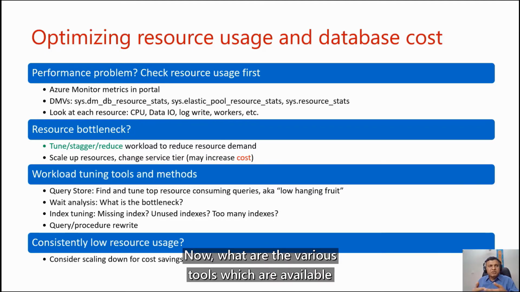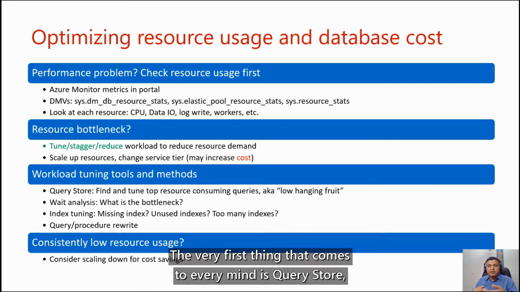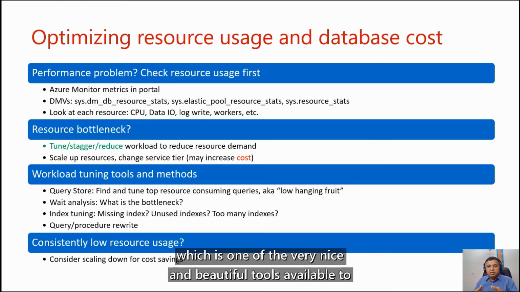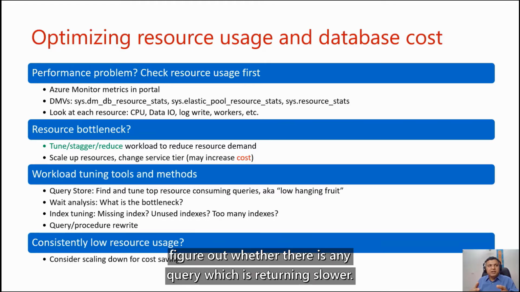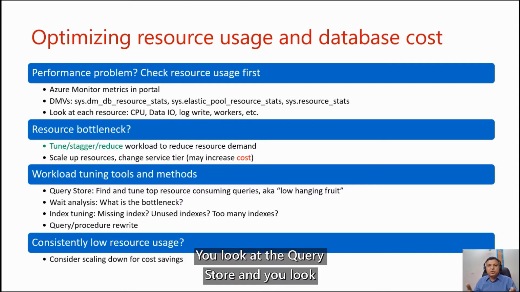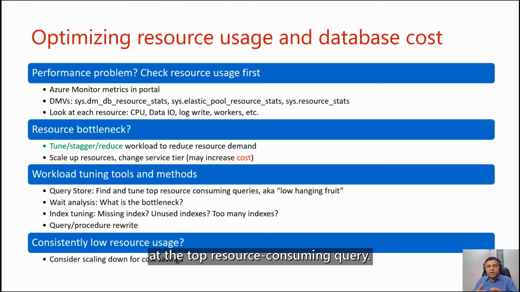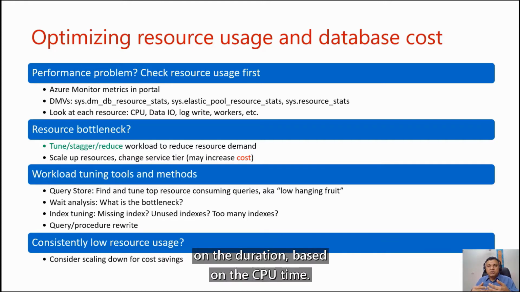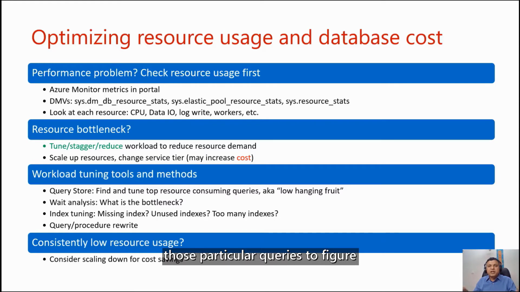Now, what are the various tools available for the end user to fix the performance problem? The very first thing which comes to everyone's mind is the query store, which is one of the very nice and beautiful tools available to figure out whether there is any query which is running slower. You look at the query store and you look at the top resource consuming queries. You will look at the queries based on the duration, based on the CPU time, and based on what you get, you will start tuning those particular queries to figure out what the next step is going to be.